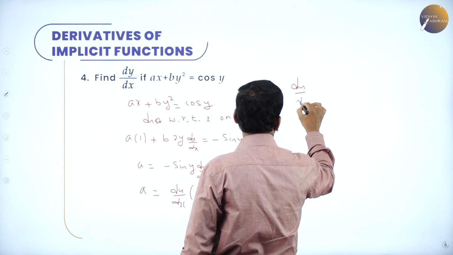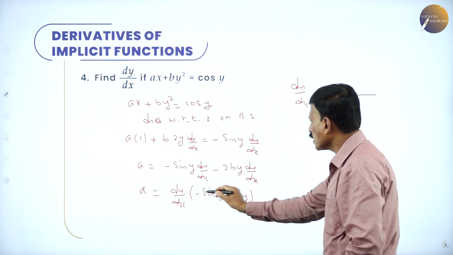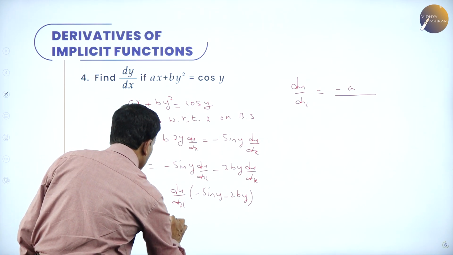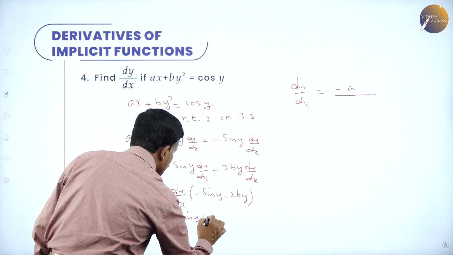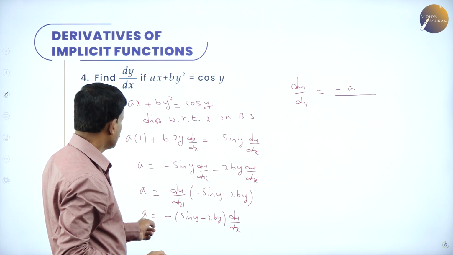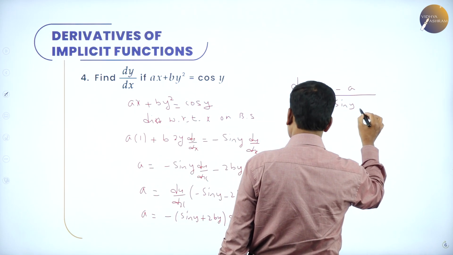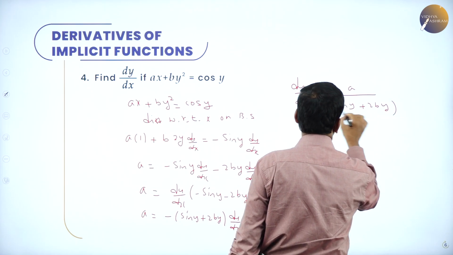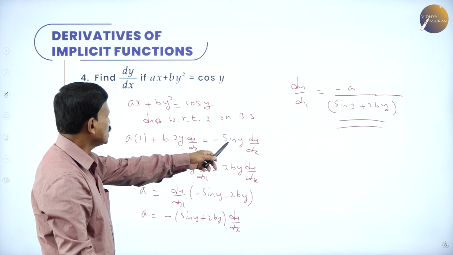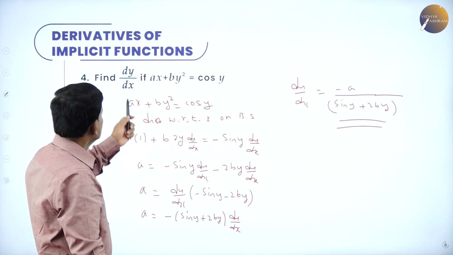Therefore dy by dx can be written as a divided by minus, just take minus common factor. Otherwise I will write a is equal to minus of sin y plus 2by into dy by dx. So therefore dy by dx is equal to minus a divided by sin y plus 2by. This is the required answer. That's it. Otherwise you can transfer here itself. You can transfer this and transfer minus, plus a to right hand side, you will get the same answer, no problem.